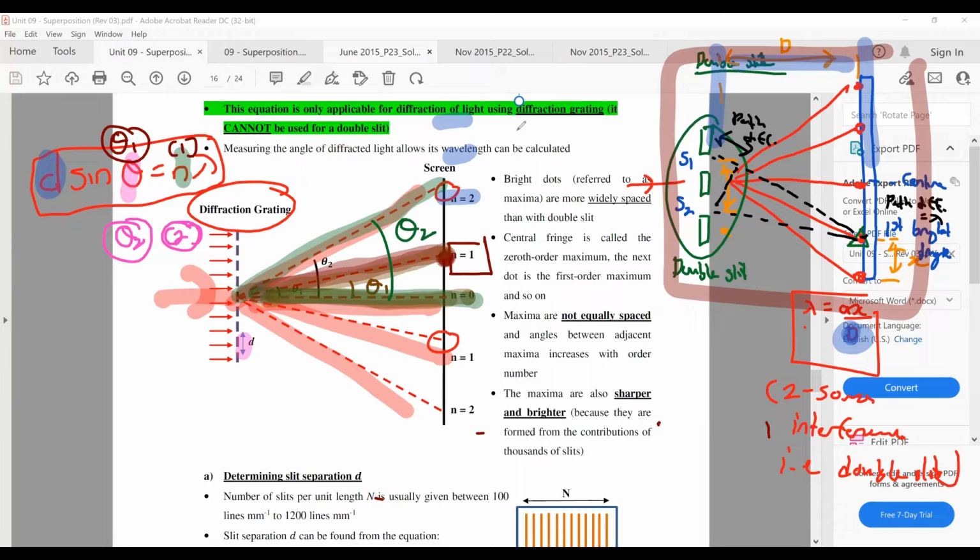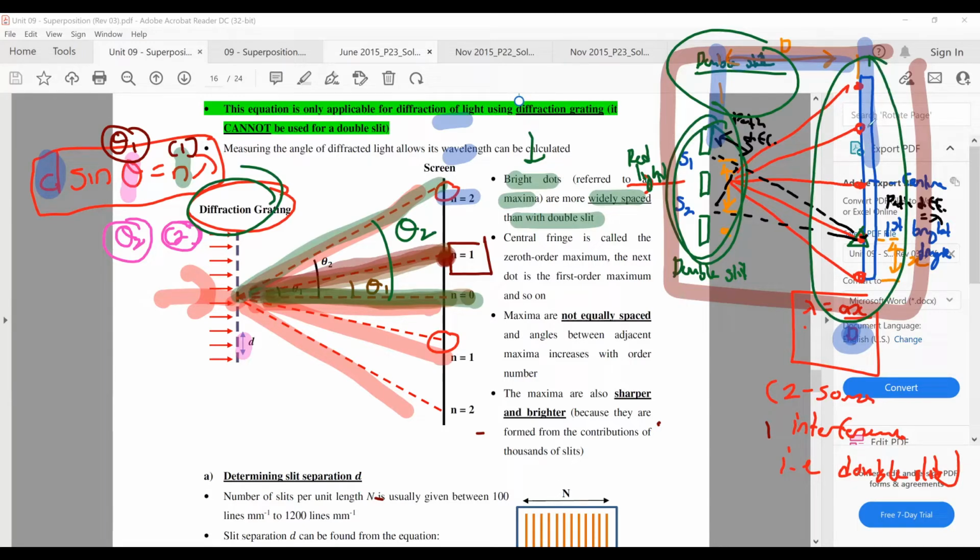Okay, then another thing that you should know here is some of the differences between the interference pattern formed by your double slit and your diffraction grating. That one is summarized here. Normally we tell you that the bright dots, referring to the maxima, are more widely spaced than with a double slit. You could be using red light. You shine it through a double slit, and then you get a pattern of interference fringes, bright and dark fringes. You notice that there's a certain spacing between the bright fringes, correct?